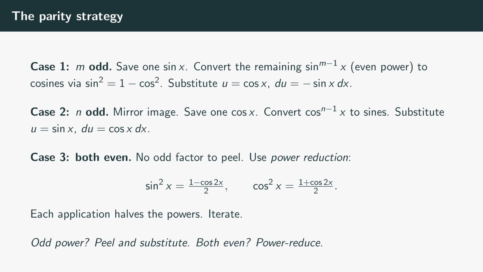Now there's no odd factor to peel. Both powers are even, so neither sine of x dx nor cosine of x dx shows up cleanly. Here you use power reduction, sine squared of x equals 1 minus cosine of 2x over 2, cosine squared of x equals 1 plus cosine of 2x over 2. Each application of a power reduction formula trades an even power of sine or cosine for a first power of cosine of 2x and a constant. That's a simpler integrand. If you still have squares left, apply again. Iterate until the powers are down to 1. 3 cases, fully systematic. Parity tells you which one you're in.